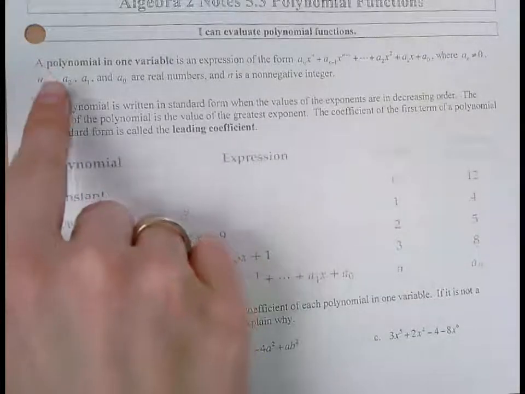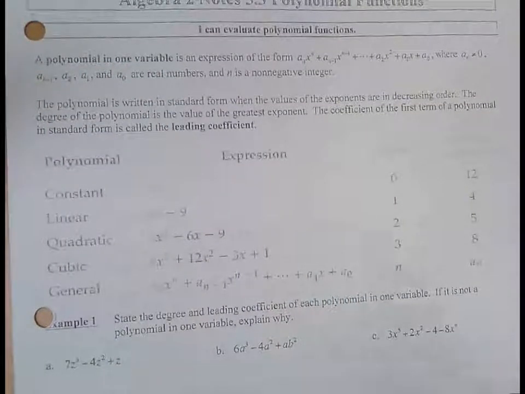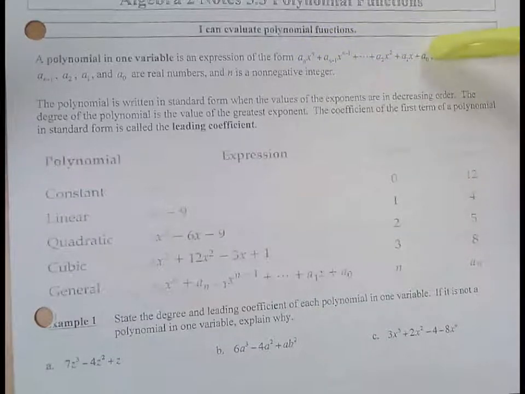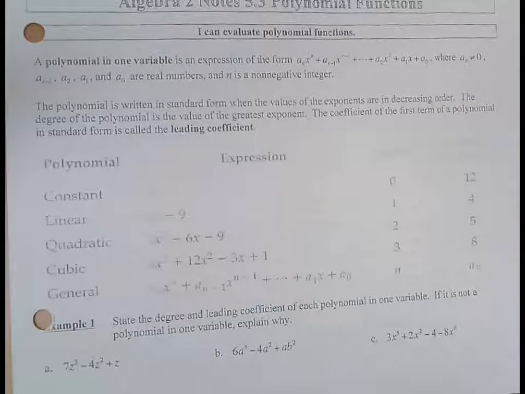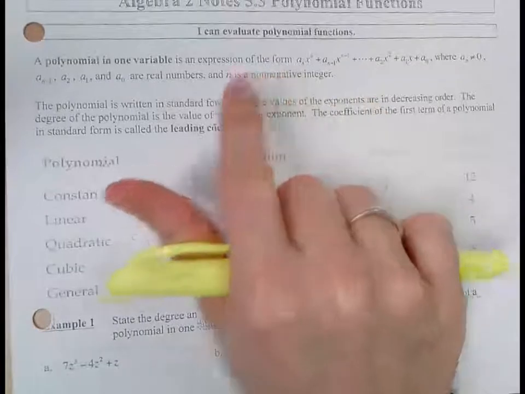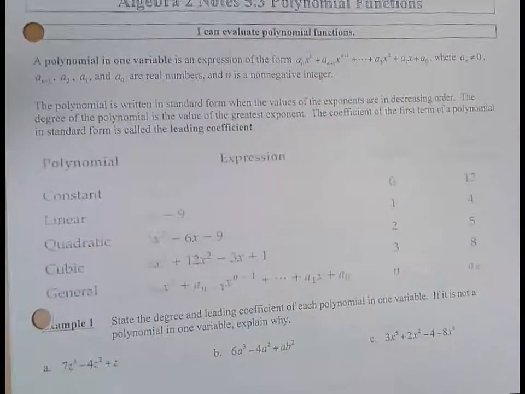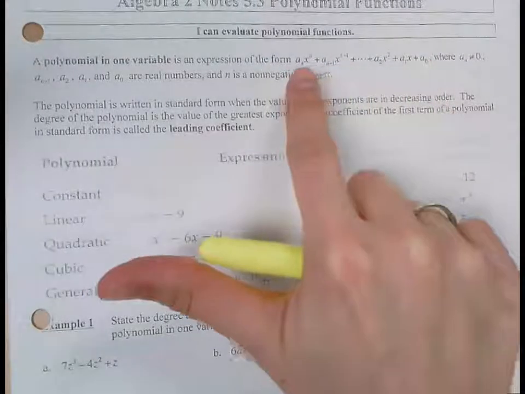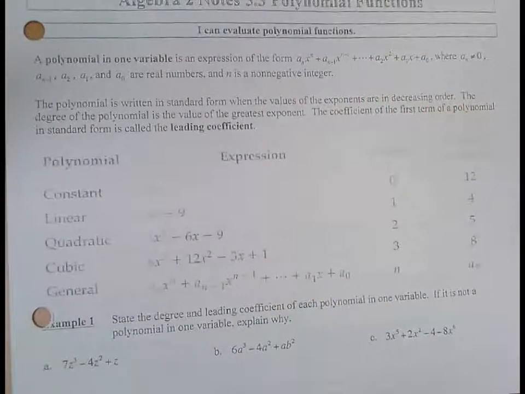So first of all, at the top, a polynomial in one variable is an expression of this form. This form, I realize, looks maybe very complicated. It has a lot of a's, x's, n's. But what I want to point out to you is that x is the variable here. X is often the variable. It doesn't have to be. The a's are all representing coefficients or constants.